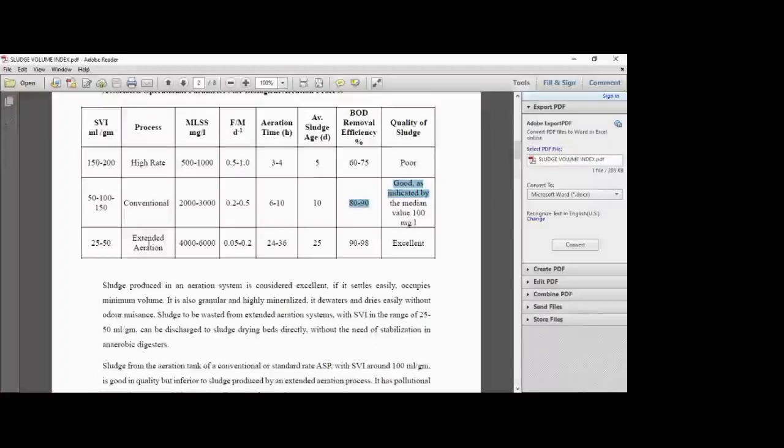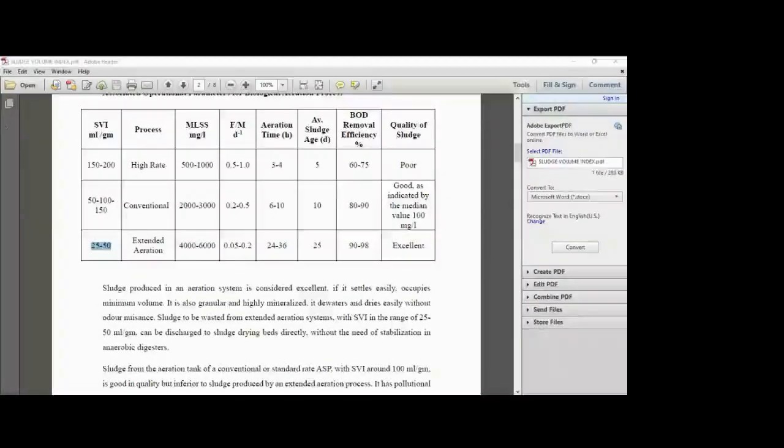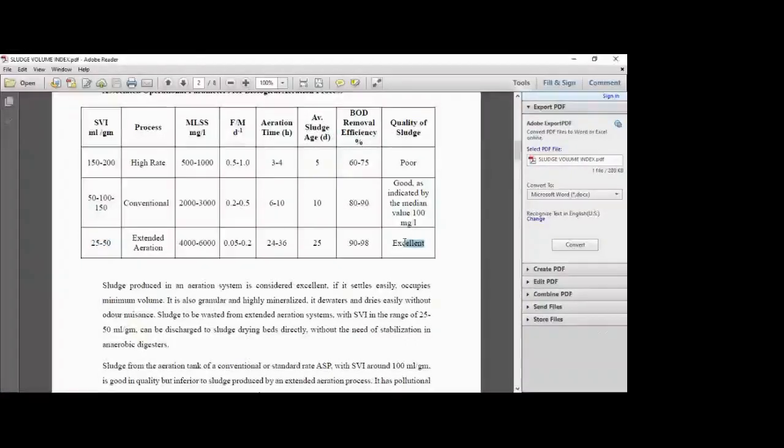Now, very importantly, if I'm doing extended aeration, the name itself suggests that the aeration period is extended. If extended aeration happens, you can see the SVI value is going to get reduced, and reduced SVI values are always good, right? So 25 to 150 is the SVI value that we get, right? Lower is the SVI value, higher will be the quality of the sludge. So excellent quality sludge will be obtained, and this excellent quality sludge will be very, very helpful for us. Why it will be helpful, we will understand in the next discussion.